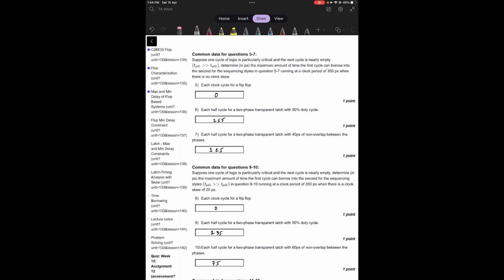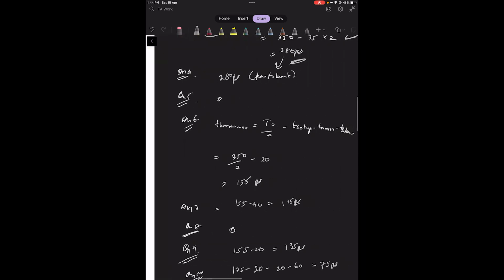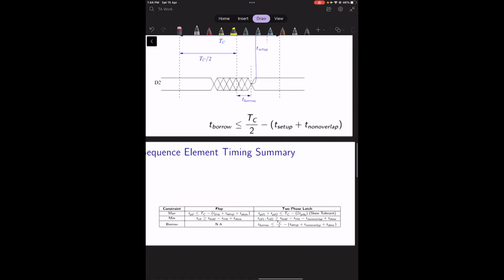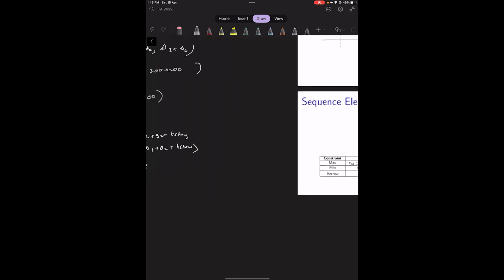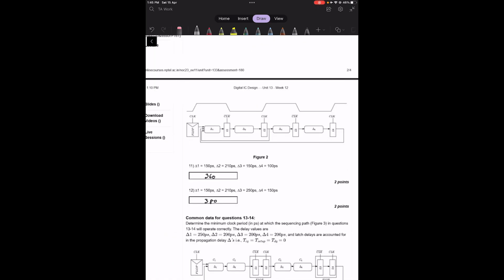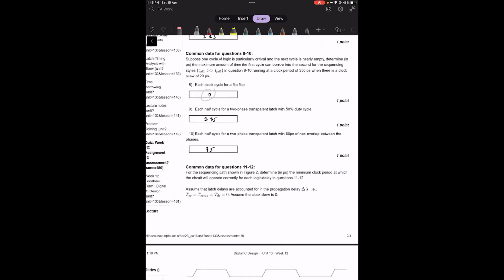Question number 5. For each cycle, the maximum time the first cycle can borrow into the second cycle, right? So for a flip-flop, as discussed here, right, you cannot borrow time for a flip-flop. That's because it is edge triggered. Hence, the answer for a flip-flop will always be 0.